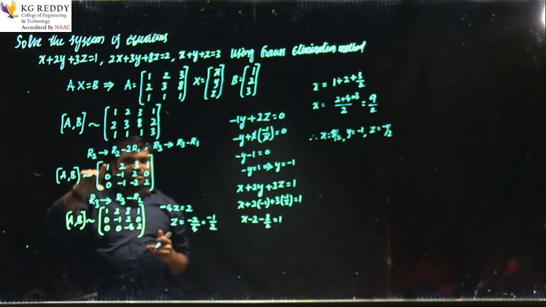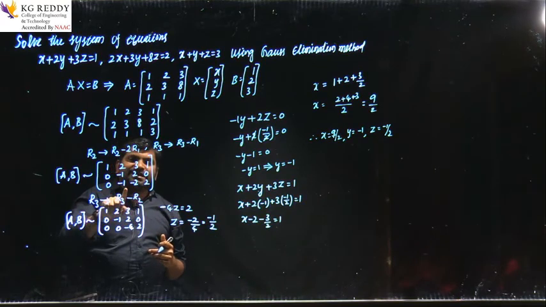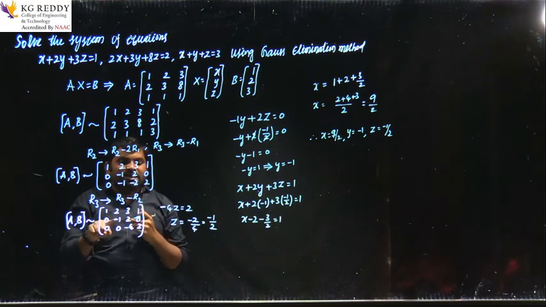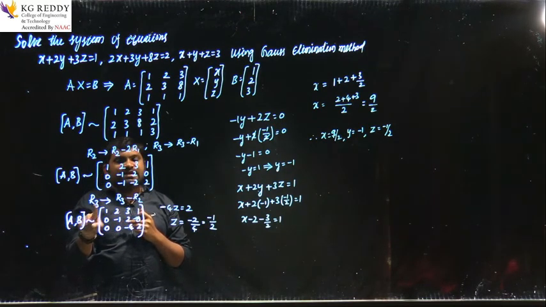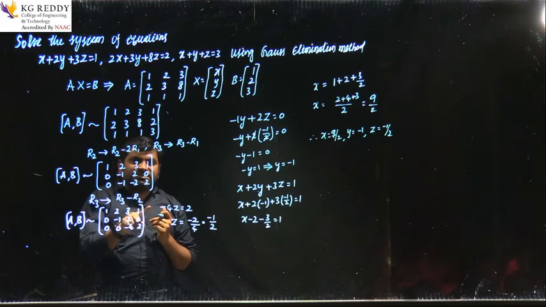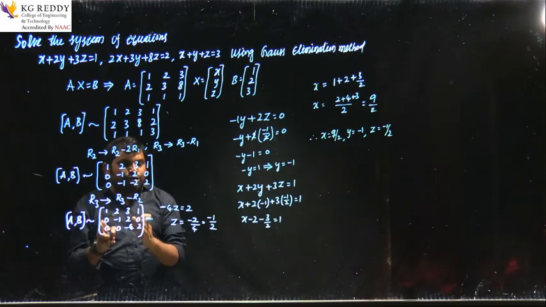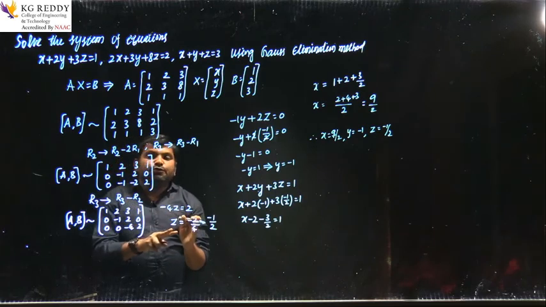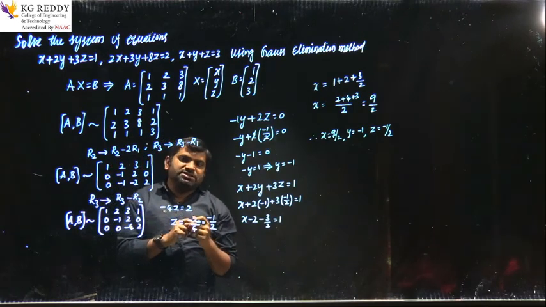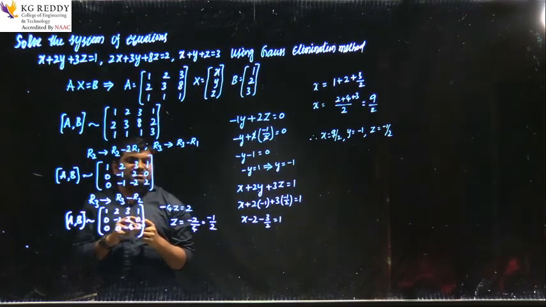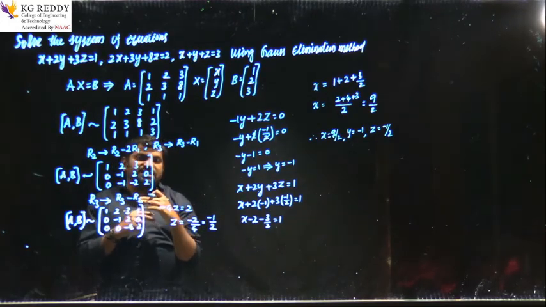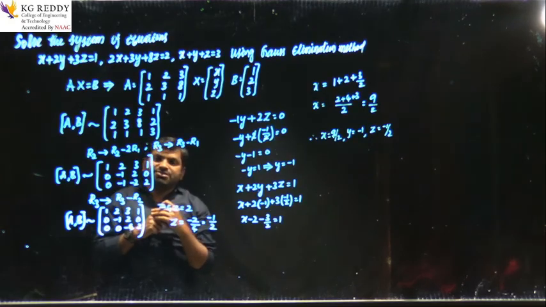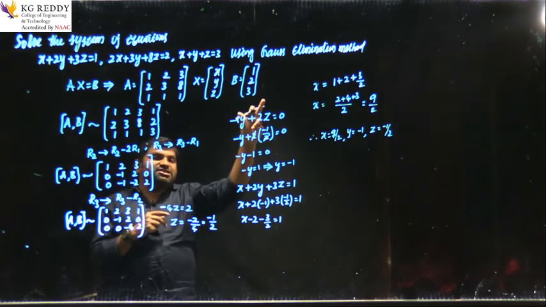Now the first column is completed. Then go for the second column. In the second column we need to choose the second element. Using this we have to make this entry 0. That's what I used: R3 implies R3 minus R2 is the formula. Now the echelon form is completely done. Then go for the backward substitution process. Backward substitution means starting from the last row, after that the second row, after that the first row. That is called backward substitution, or the Gauss elimination method.